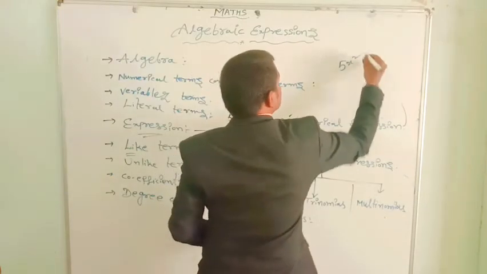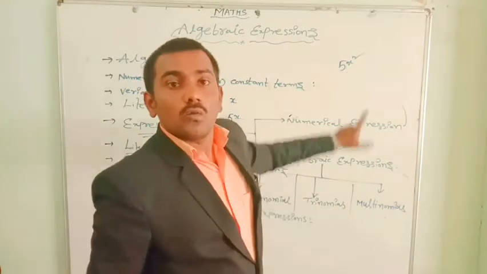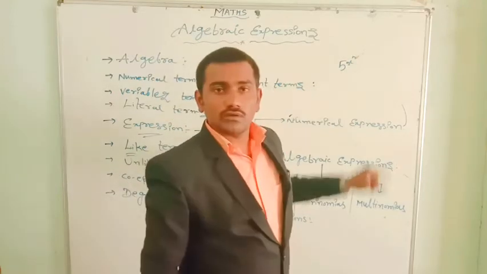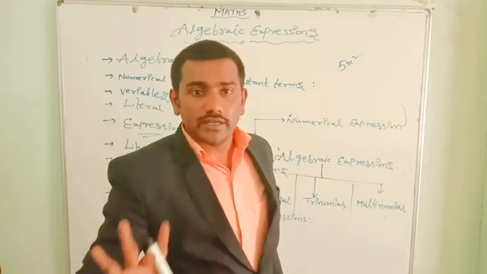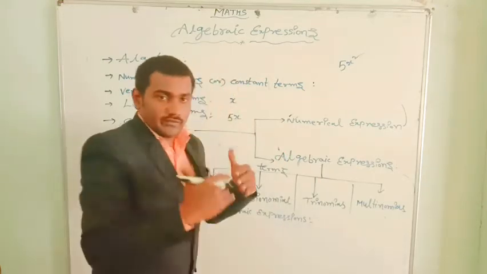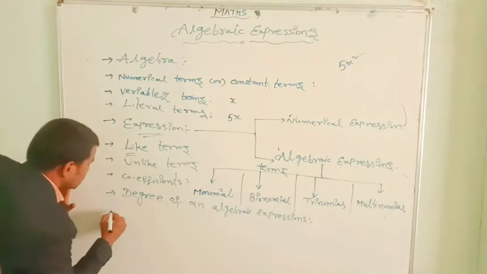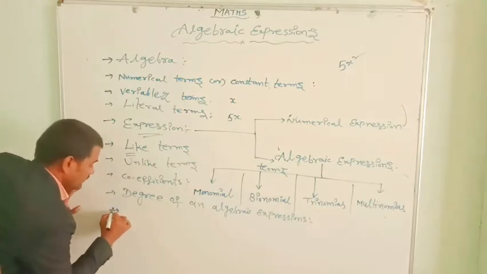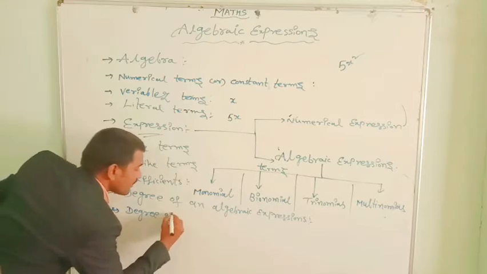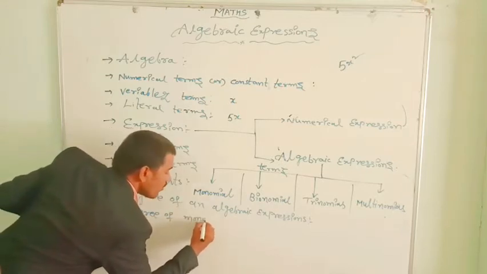Suppose 5x square. What is the degree of this expression? 2. The exponent is known as the degree. So there are types of degrees also. We can count them by type, first the degree of monomials.